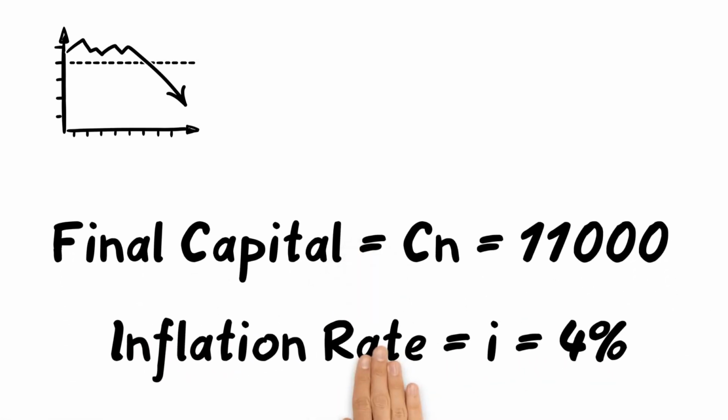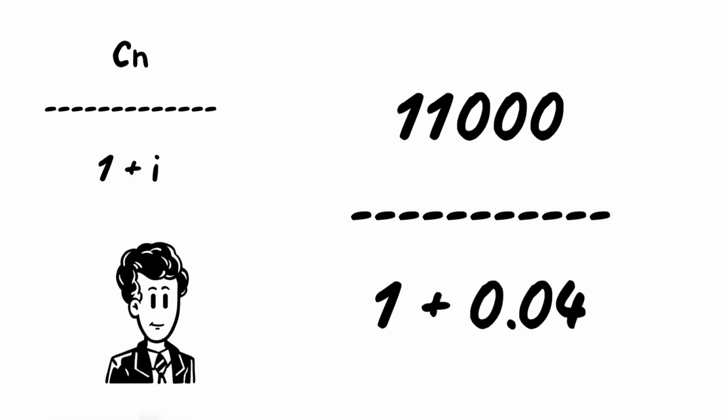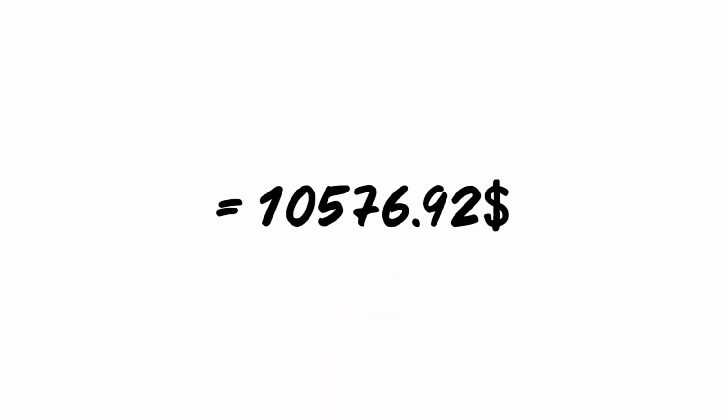To calculate the impact of inflation on Tom's investment, we need the final capital CN and the inflation I. This looks like this. CN over 1 plus the inflation rate. Tom fills in his values. $11,000 over 1 plus 0.04. The result is $10,576.92. So, Tom only makes a profit of $577. He wonders how much of a real return rate that really is.